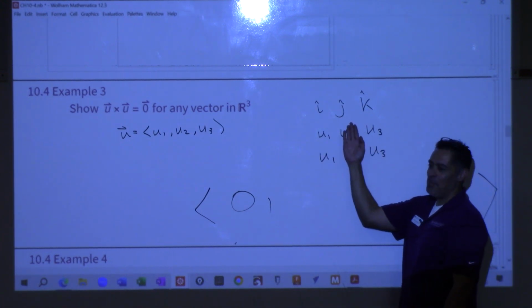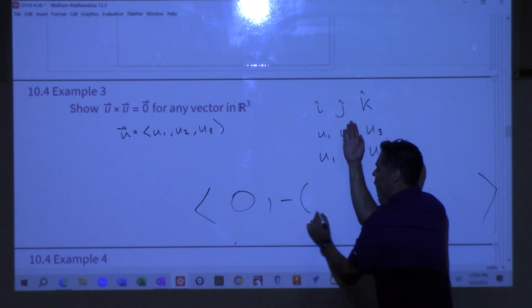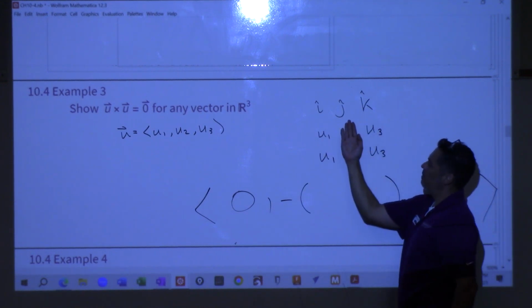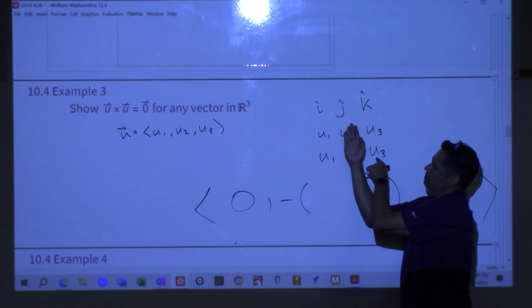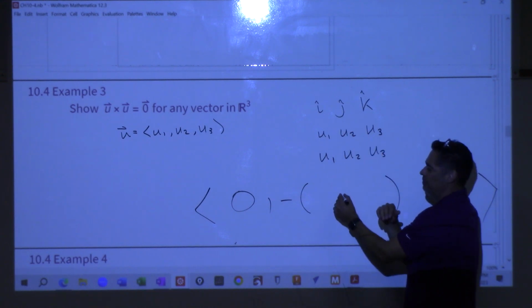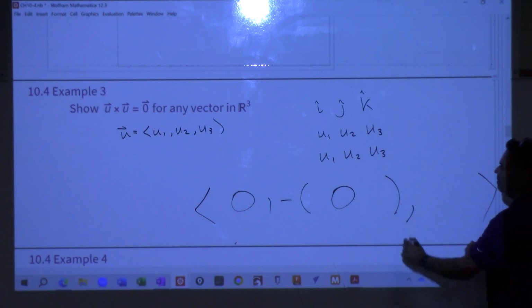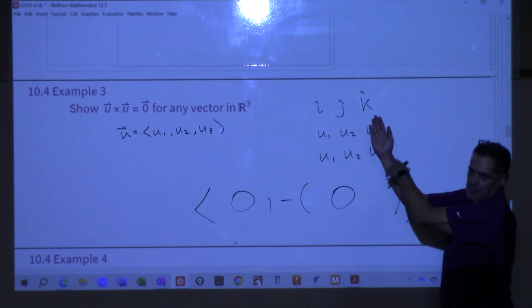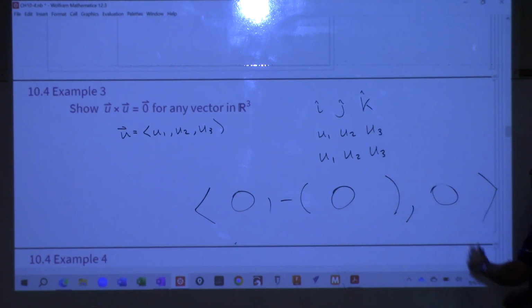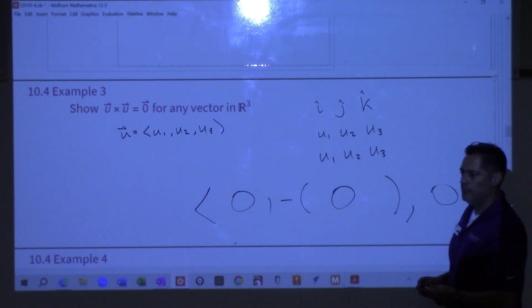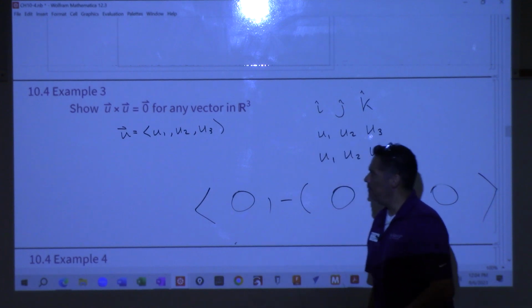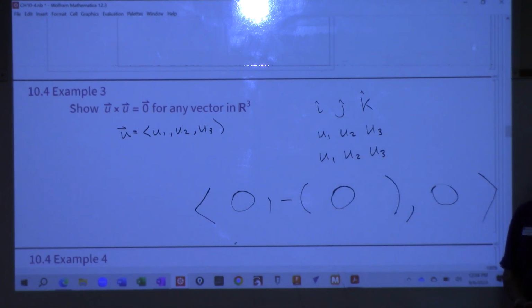Okay, cover up the middle one, and remember I have to put a negative here, right? Now the determinant. You see what's happening? 0. That's the zero vector. If you cross a vector with itself, you get the zero vector.